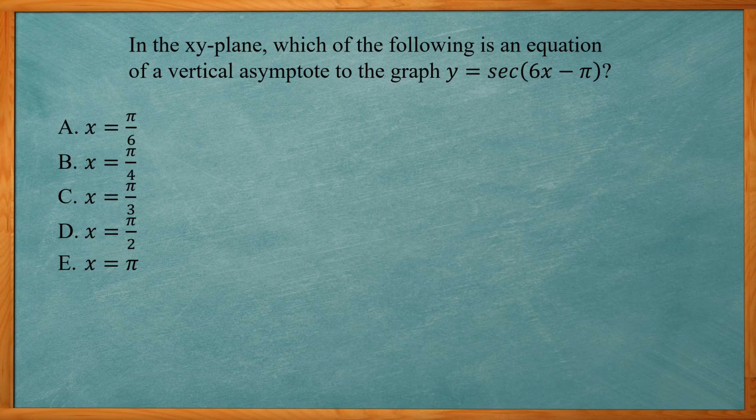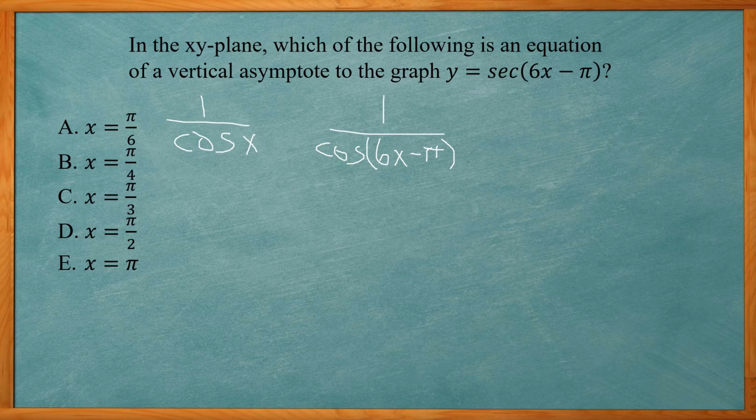So this one reads, in the xy plane, which of the following is an equation of a vertical asymptote to the graph y equals secant of 6x minus pi. Now if you remember, secant is 1 over cosine. Now a vertical asymptote occurs when the denominator of your function is equal to 0. So really we have 1 over cosine of 6x minus pi. So we want to know when cosine of 6x minus pi is equal to 0.